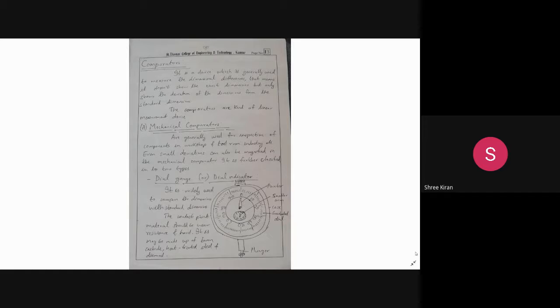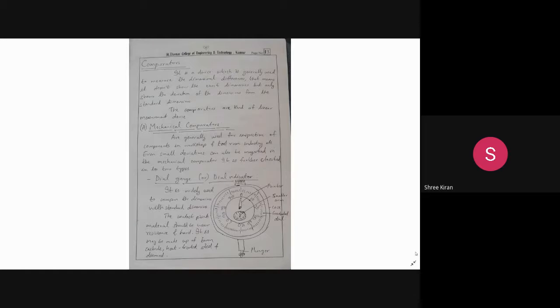I hope you are noting down the headings so that you will not forget the comparators. We have four types of comparators. The first one is mechanical comparators. In that, we have two subdivisions: dial gauge or dial indicator, and second, reed type mechanical comparator.